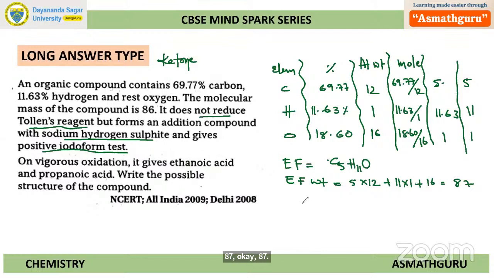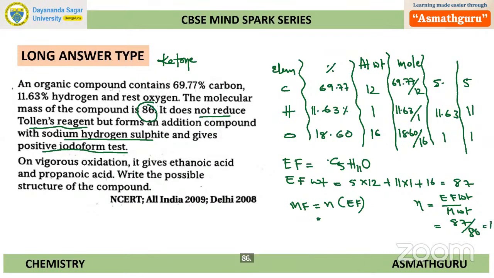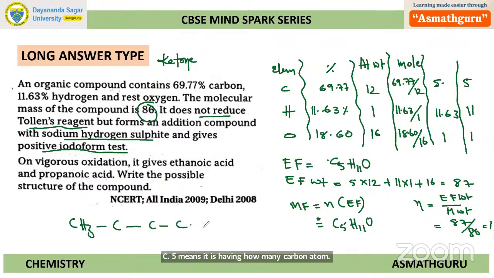Then we'll take n is equal to what? Molecular formula is equal to n into empirical formula. What is n here? We don't know, sir. That we will calculate. n is equal to molecular weight by empirical formula weight. Empirical formula weight is how much? 87. Molecular weight is how much? He has already given. 86. Almost equal to 1, no? That means it is almost the same, C5H11O. C5 means it has how many carbon atoms? 5. 1, 2, 3, 4, 5.